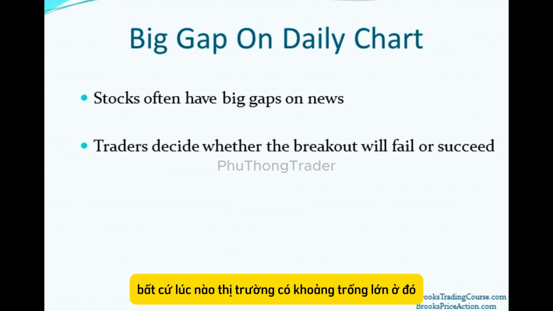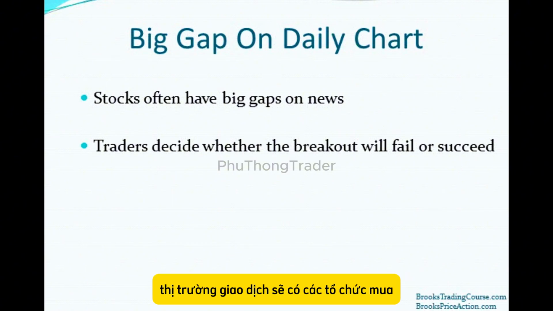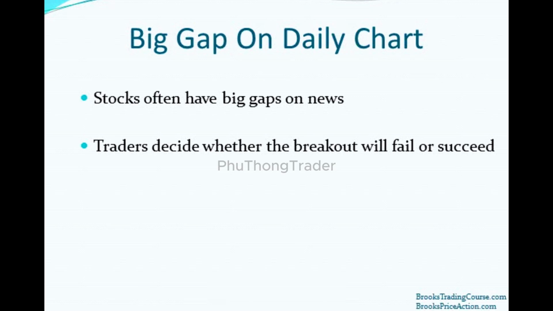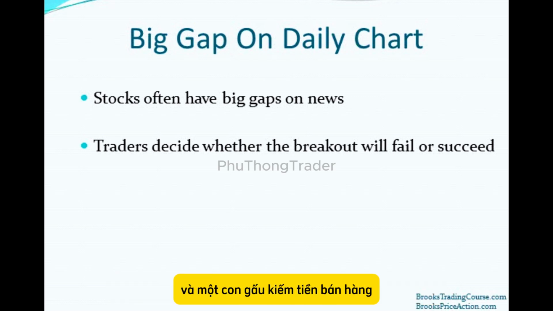Anytime the market gaps up big, the market's trading, there will be institutions buying and other institutions selling. And you have to assume that both the bulls and the bears are profitable. Most institutions are. And how can both a bull make money buying and a bear make money selling at the same time? It's because of trade management.